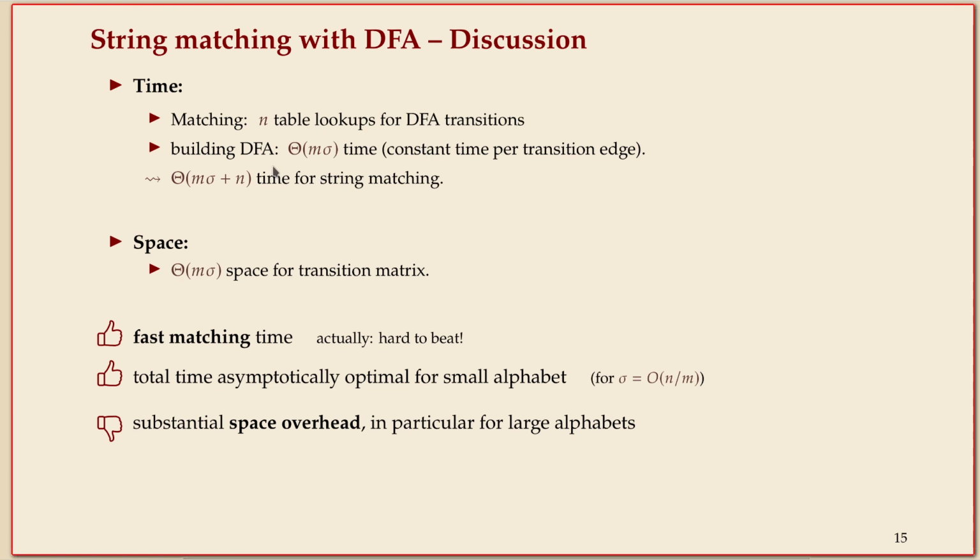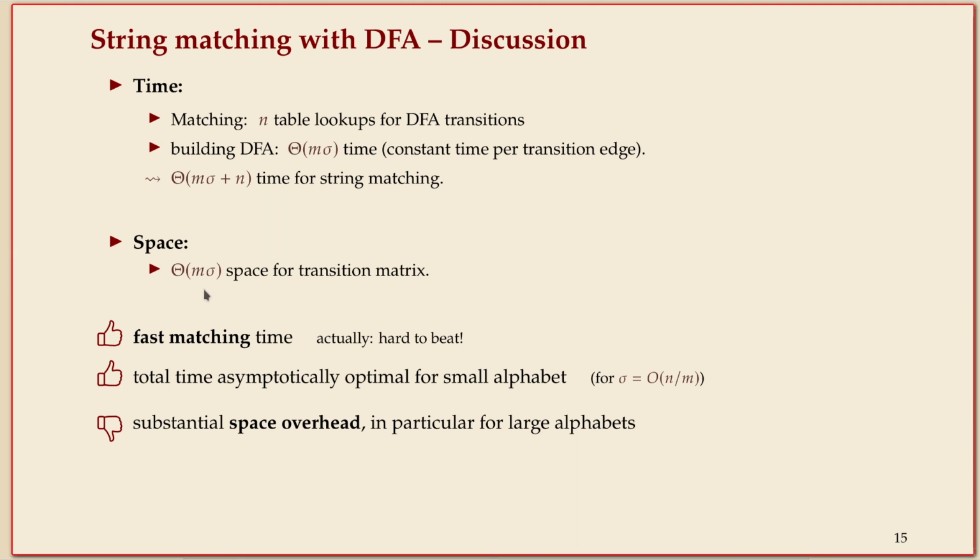Building the DFA necessarily needs as much time as you have arcs to fill. And there are m states, sigma arcs per state. So that's the number of arcs, sigma times m. And with the construction from the video, it actually is constant time per edge. So in total, we spent m times sigma time on the preprocessing stage, plus n for the matching, so that's the total time. That's already much better than n times m if m is not super small. And even if m is fairly small, the preprocessing step is also fast.